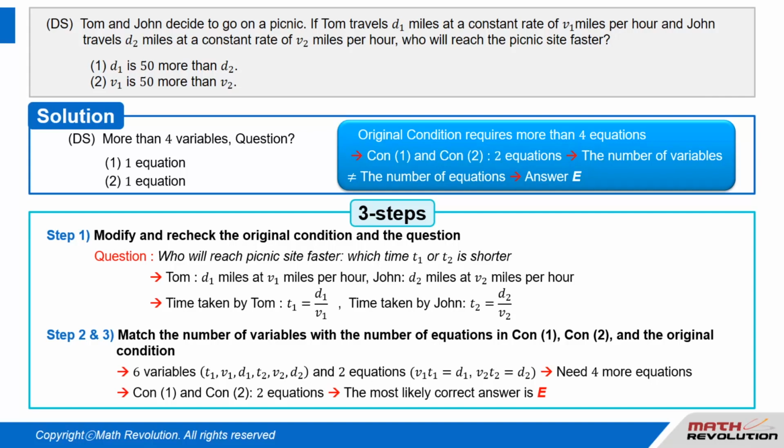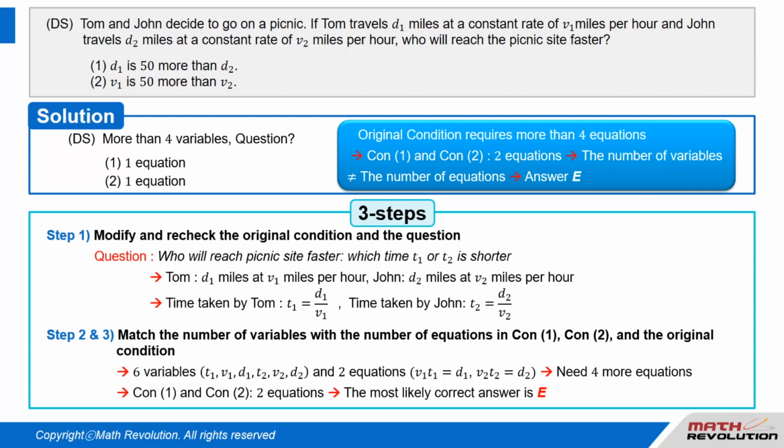From the original condition, we have 6 variables: t1, v1, d1, t2, v2, and d2, and 2 equations: v1 times t1 equals d1, and v2 times t2 equals d2. To match the number of variables with the number of equations, we need 4 more equations. Since conditions 1 and 2 will provide 1 equation each, E would most likely be the answer.